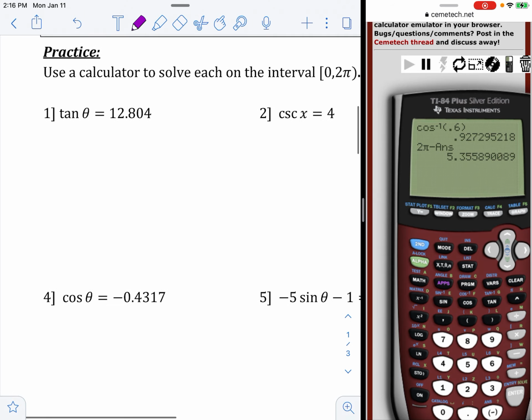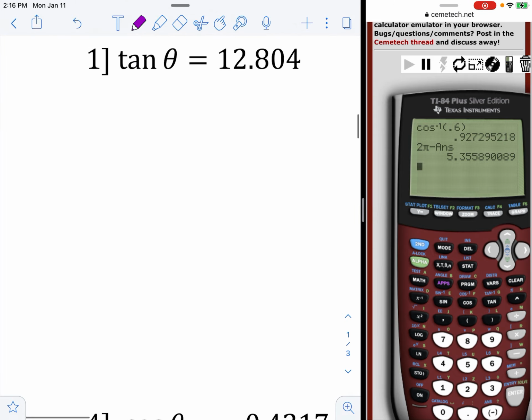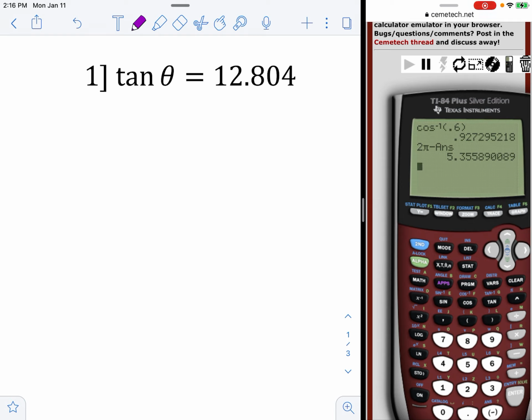Use a calculator to solve each on the interval of 0 to 2 pi. Okay. So I need to solve this. The first thing I do is I say, where are the two angles, which two quadrants? So I'm going to use All Students Take Calculus. I know tangent's positive in the first quadrant and the third quadrant.